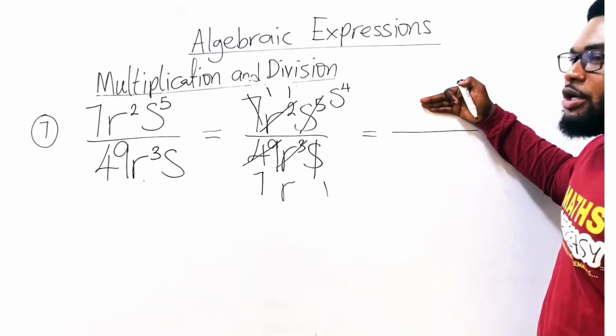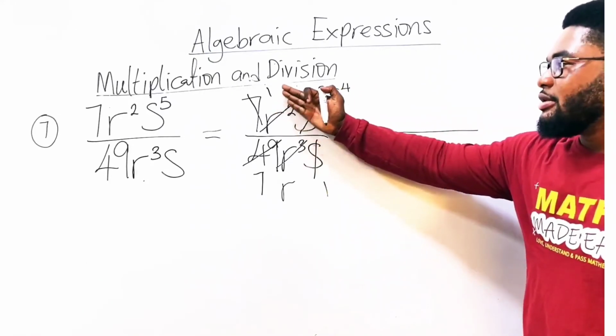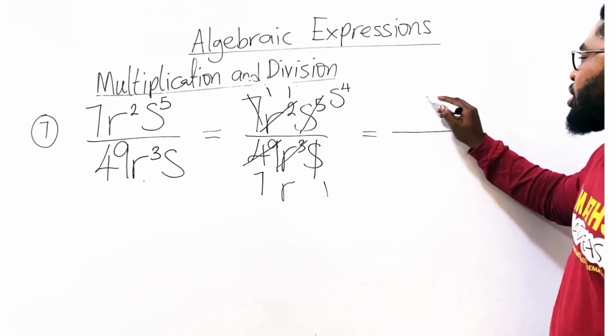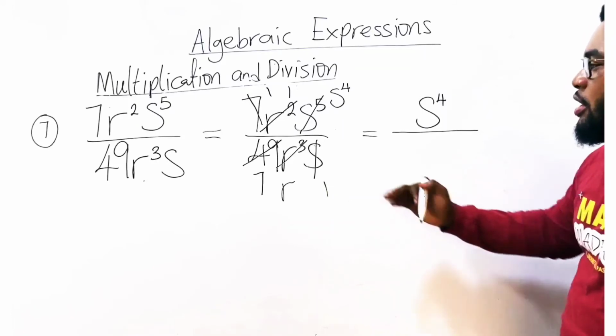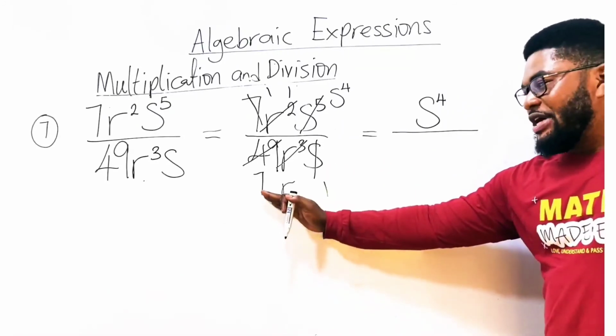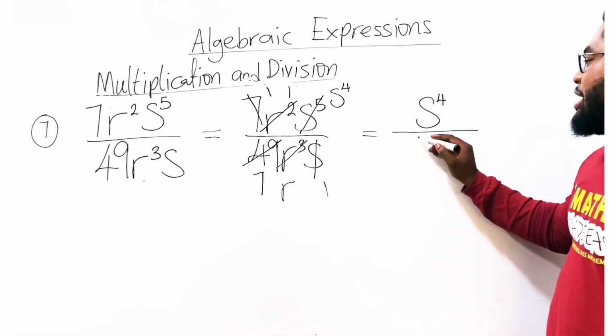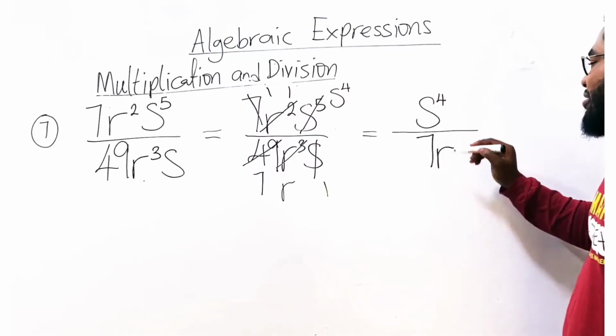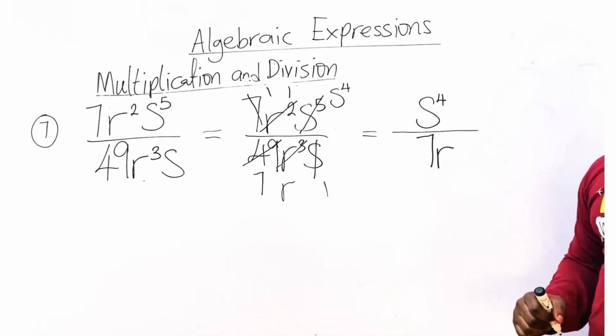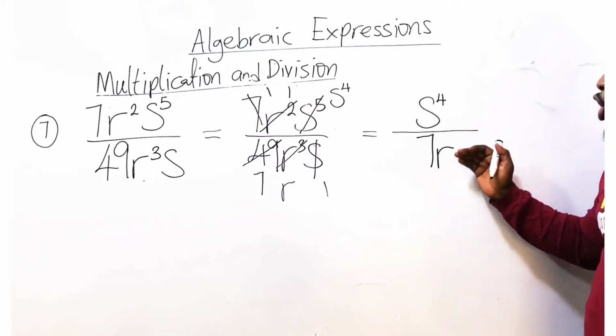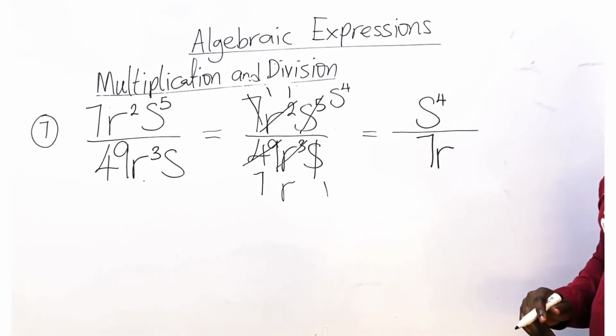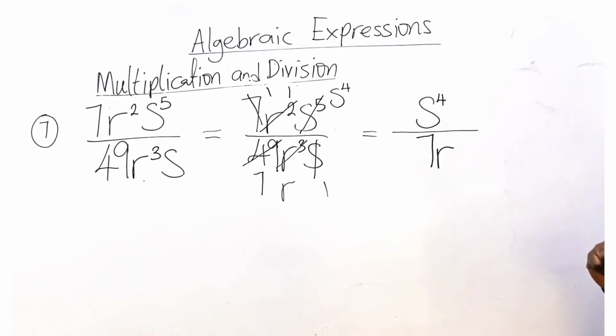Let's look at the numerator. I have 1 times 1 times s power 4 giving me s raised to the power 4. Then at the denominator, 7 times r times 1 gives me 7r. So our final answer for this question will be s raised to the power 4 all divided by 7r, which can also be written in indices form. But as I rightly said, we will come to that stage of the indices. So this is our final answer.